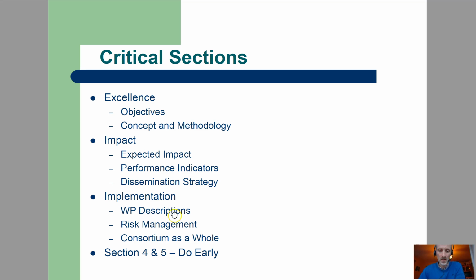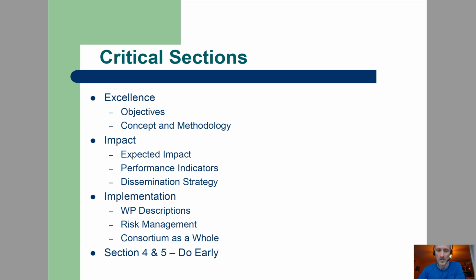Then it's the implementation. So that's the description of each of the work packages, risk management, and the consortium as a whole. So describing yourselves, why you work well together, why you bring added value to the European Union. So they're in sections 1, 2 and 3. Sections 4 and 5 are detailed description of each of the partners, and that is something you can do very early. So I'm just going to open the document now.